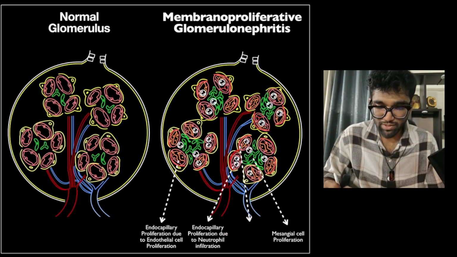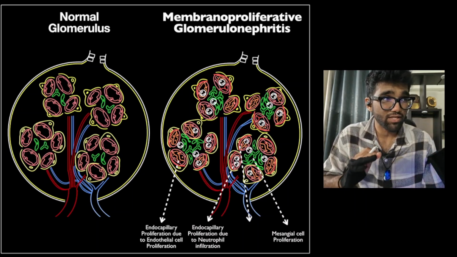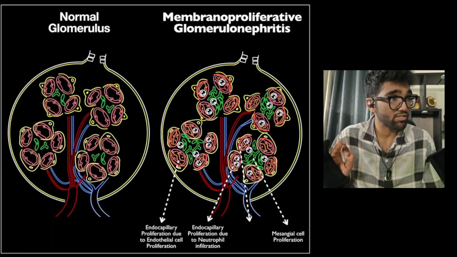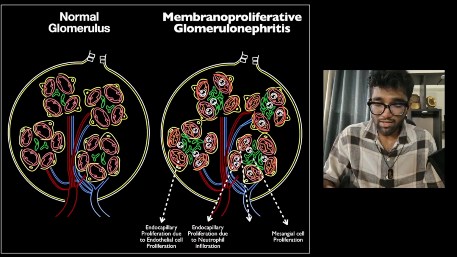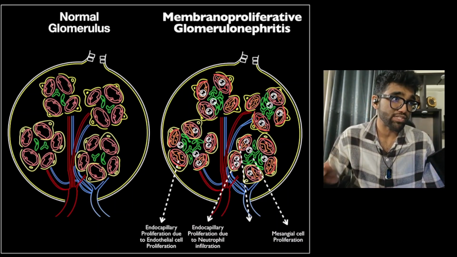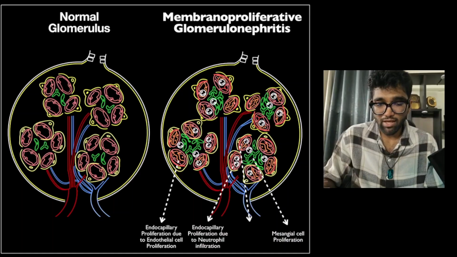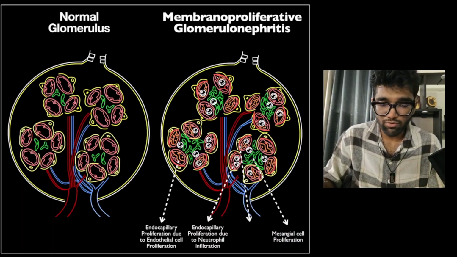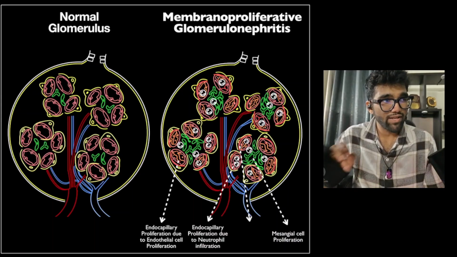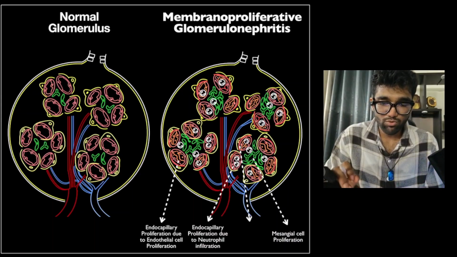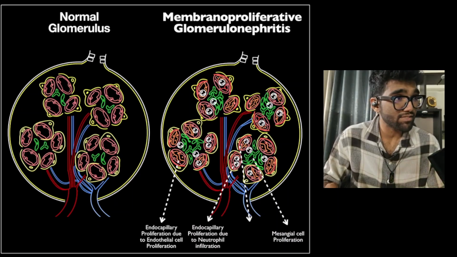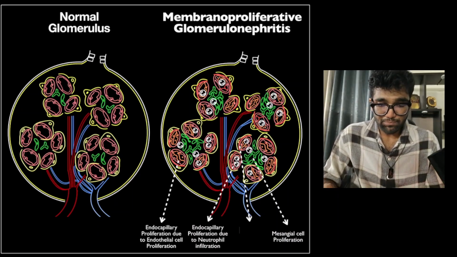Now, I have purposefully not made it very conspicuous because even in light microscopy, you usually don't find very conspicuous basement membrane thickening. This is something that is seen only occasionally, and we call that wire loop lesions, at least in lupus nephritis, but also generally in membranoproliferative glomerulonephritis. So they're not very conspicuous on light microscopy. You can only find them if you look for them. That is why I've made it not as obvious as the rest of it.